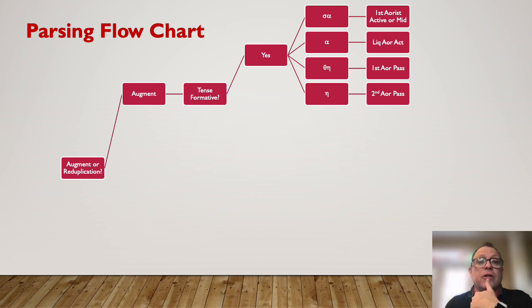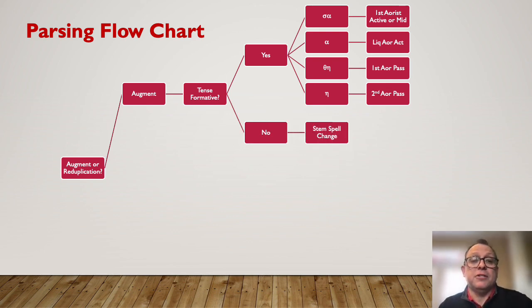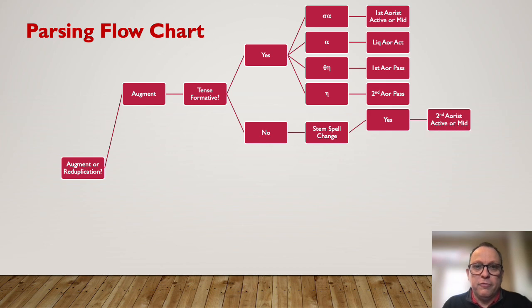So what if the answer to your question about the tense formative is no? Then that leads to another question: is there a stem spelling change? Is there a spelling change from the lexical form, which is built off the present tense stem, to the stem that you're facing? If there is a spelling change to the stem from the present tense stem that you have in your lexical form to the stem that you have in the form that's in front of you, then you have a second aorist active or middle.